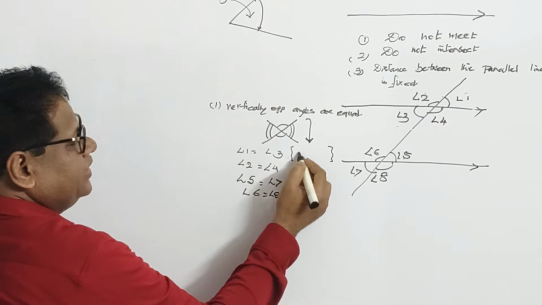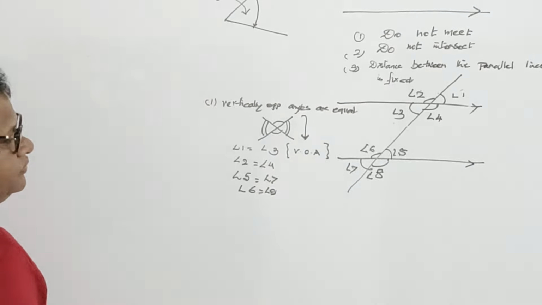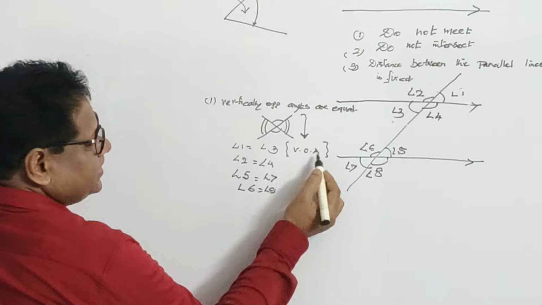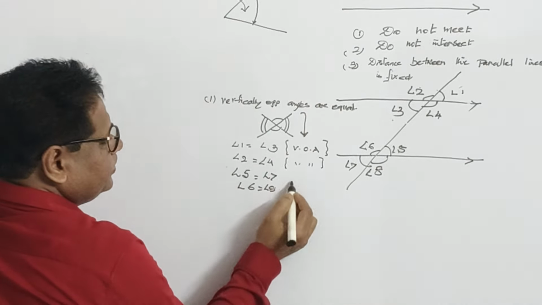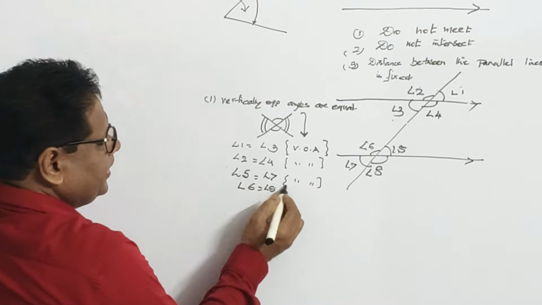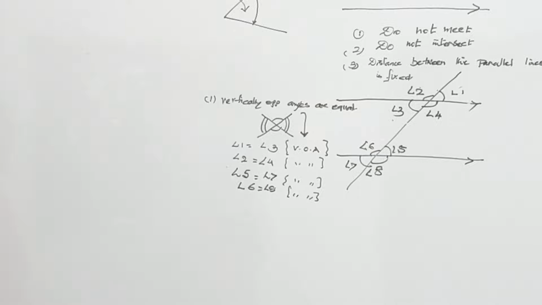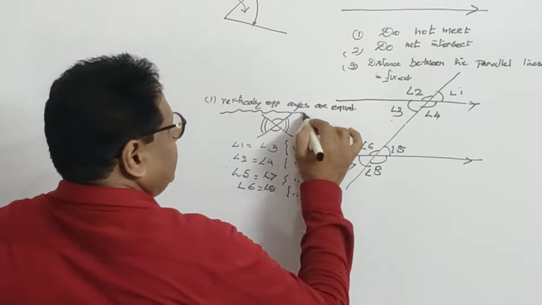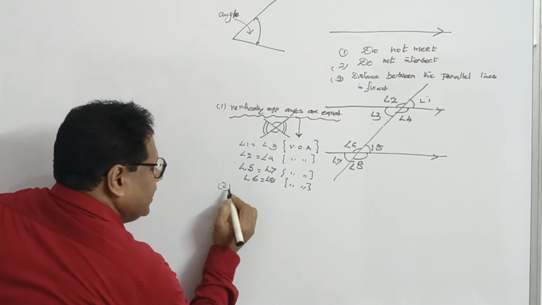In short, I am writing vertically opposite angles equal. For the statement, this is the reason. For the statement, the same reason will continue. If you don't write the reason for this, you are going to have negative marking. That means you will lose marks. So this is the first pair of angles which are equal. Let's see what more equal angles there are.